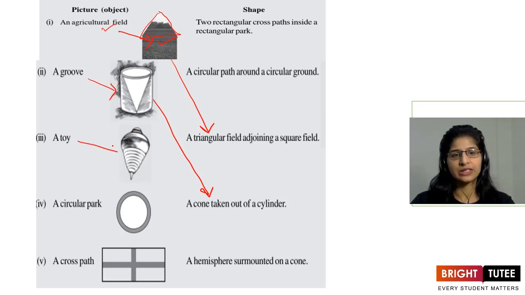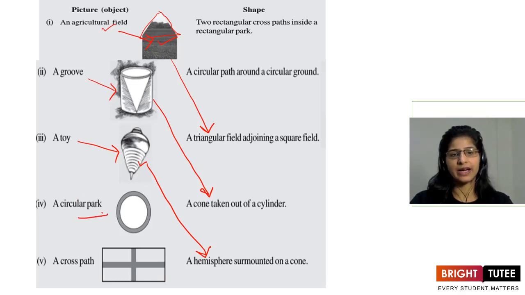Now a toy, you see this is a toy, right? So how can the toy be explained? Just see, we have a hemisphere surmounted on a cone. Yes, we see a cone and a hemisphere, so this will be connected to this.